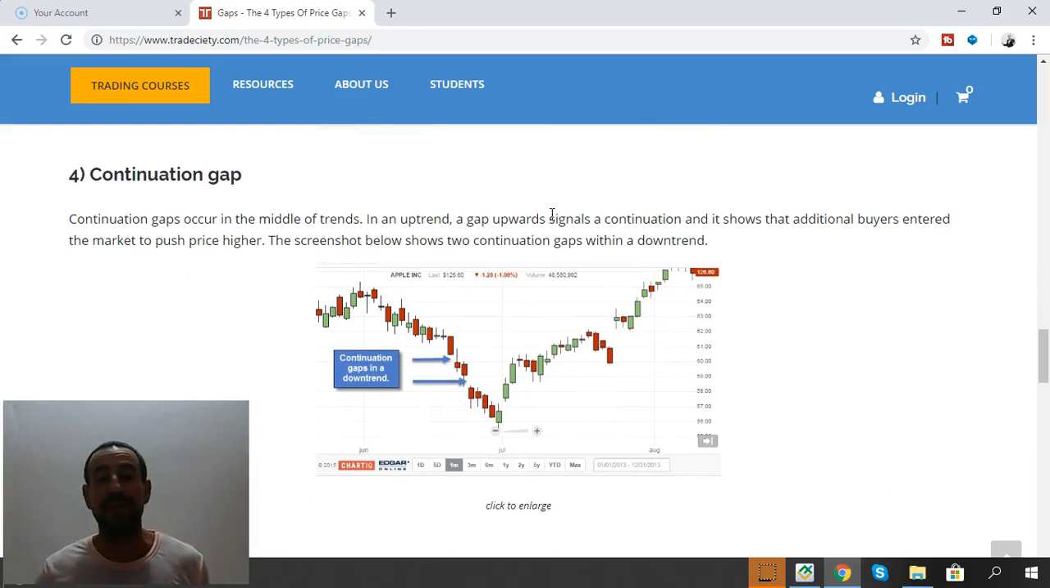Another one is the continuation gap. This one's supposed to happen in the middle of a trend. The only problem is you never know if you're in the middle of a trend or not. You never know. This is a problematic gap that I've tried to attack from different angles unsuccessfully. So this one also, completely ignoring, guys, right?